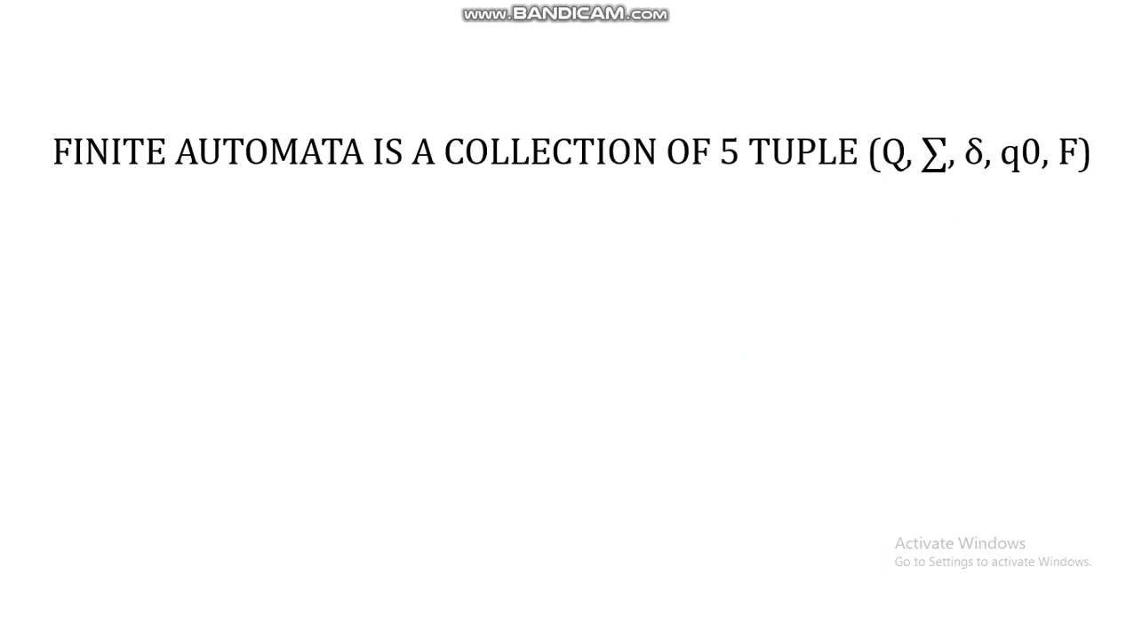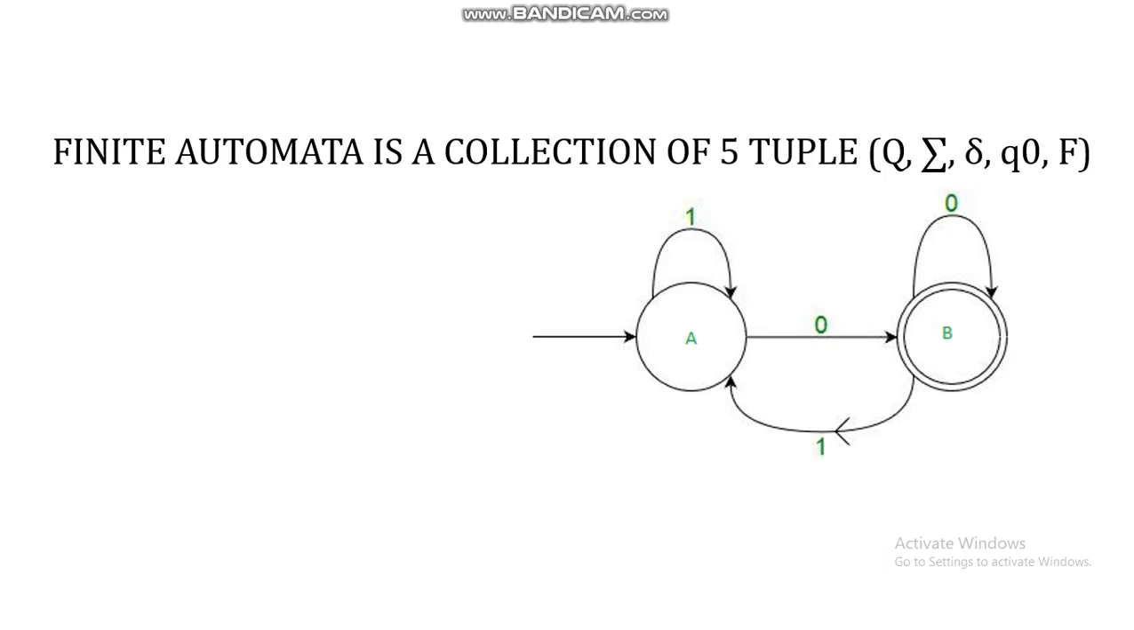Next, we will basically discuss how we can represent the finite automata. Finite automata can be represented by 5 variables, and so basically we can say that the finite automata is a collection of 5 tuples. So the first variable that we have is capital Q.